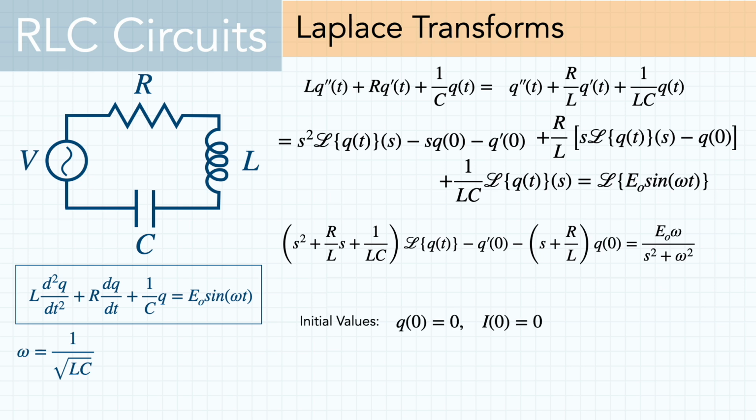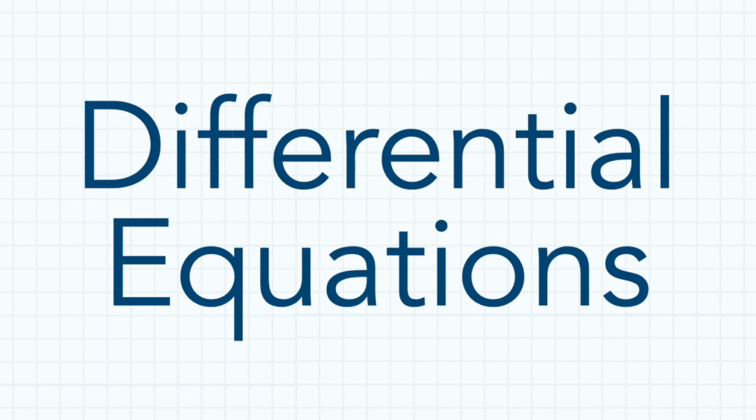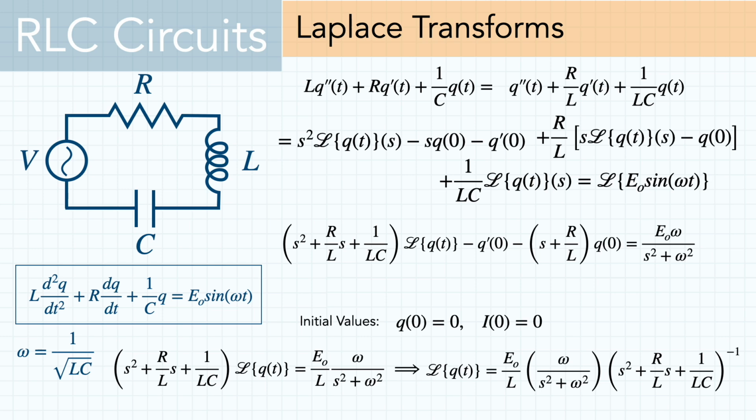Here it is important to know the initial values, and since we're using AC with a sine, we can say that the charge at the beginning is 0, in which we're saying that the capacitor does not hold any charge, and the current is also 0, which means that the current has not started flowing through our circuit yet. Then we can plug these in for q prime of 0 and q of 0, and it simplifies to this. Then we can divide over the polynomial next to the Laplace of q of t onto the other side.